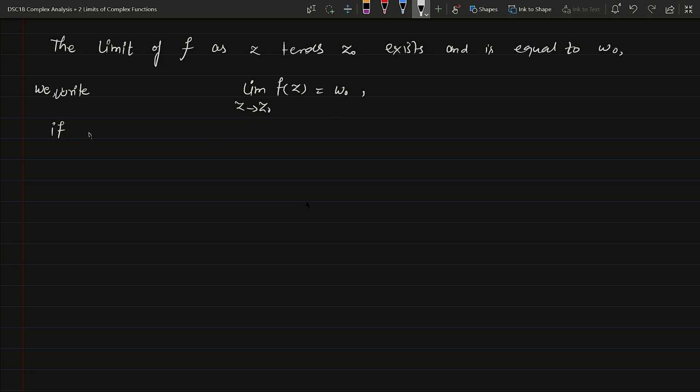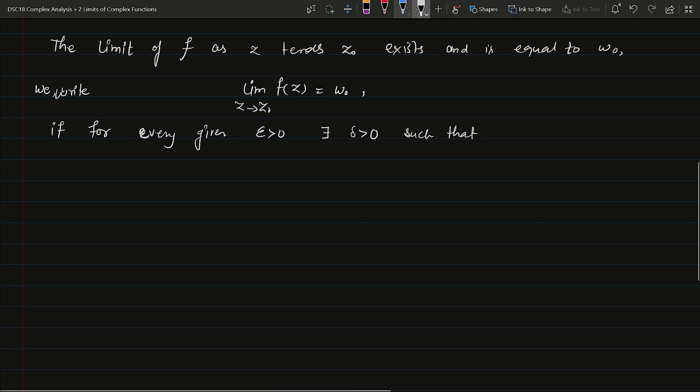Okay, if for every given epsilon positive, there exists some delta positive such that we have the similar statement such that modulus of f of z minus w naught is less than epsilon whenever modulus of z minus z naught is less than delta, and since we are talking about deleted neighborhood, we are having this scenario.